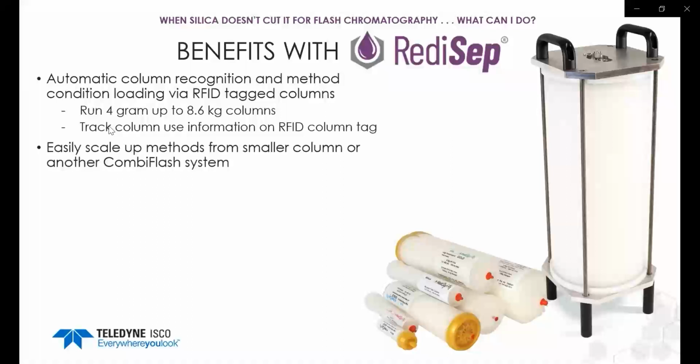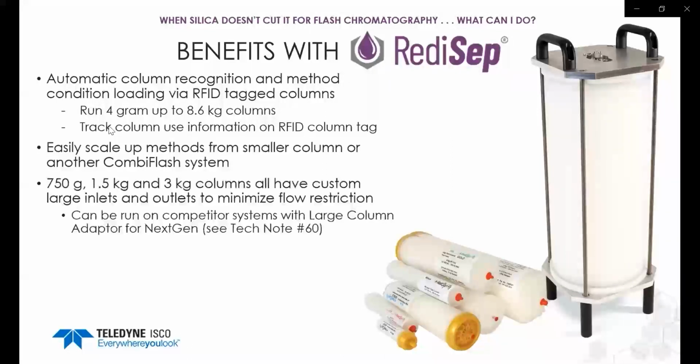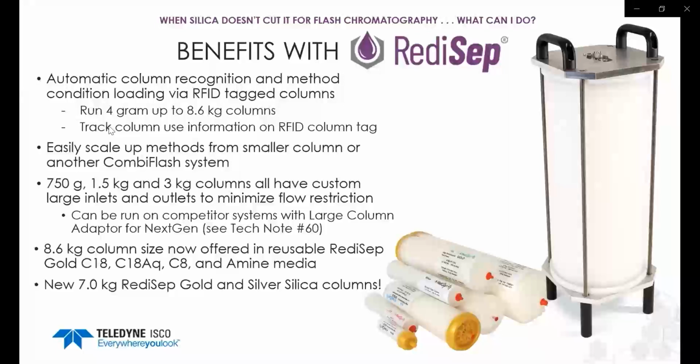Additionally, obviously, you can easily scale up methods from smaller columns or to another CombiFlash system. You have the large columns that are optimized to minimize flow restrictions, so we can use those. And you can use these on any of our competitor systems as well. And then you have the column size offerings up to 8.6 kilograms, and for the C18, the C18AQ, the C8 and Amine media, and the RediSep Gold and Silver silica in 7 kilogram size.